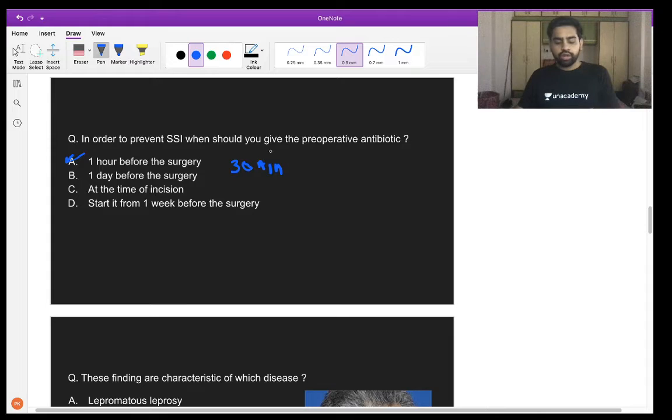What is the rationale for starting it 1 hour before the surgery? So the rationale is, when you give the incision, the concentration of antibiotic should be maximum in the circulation, and that is why you have to start it 1 hour to 30 minutes before the surgery.